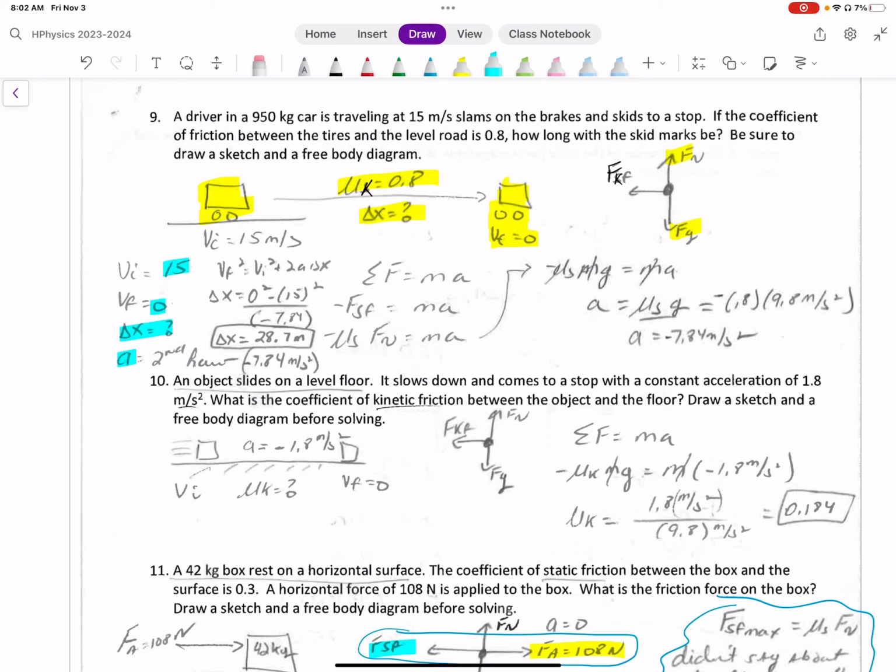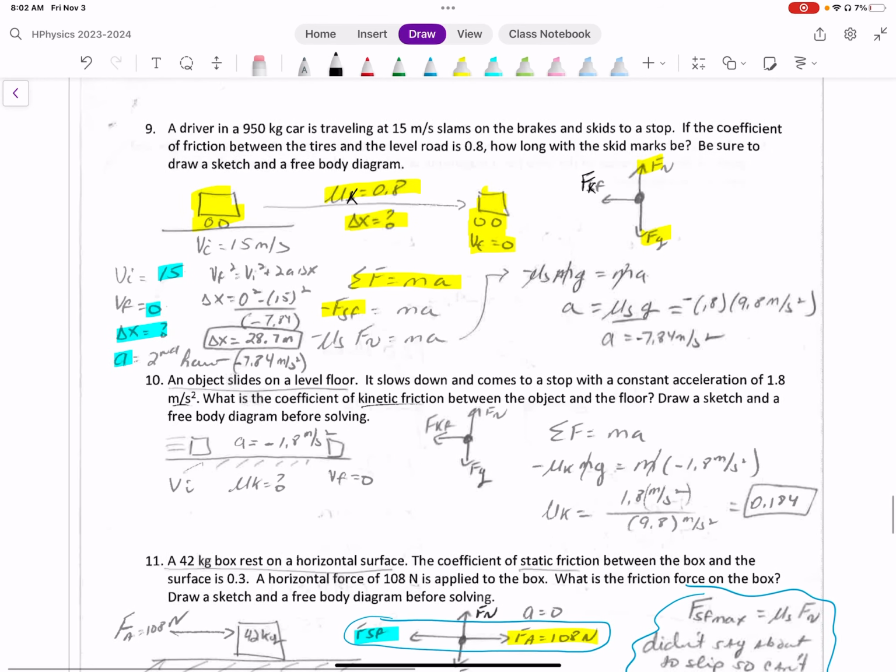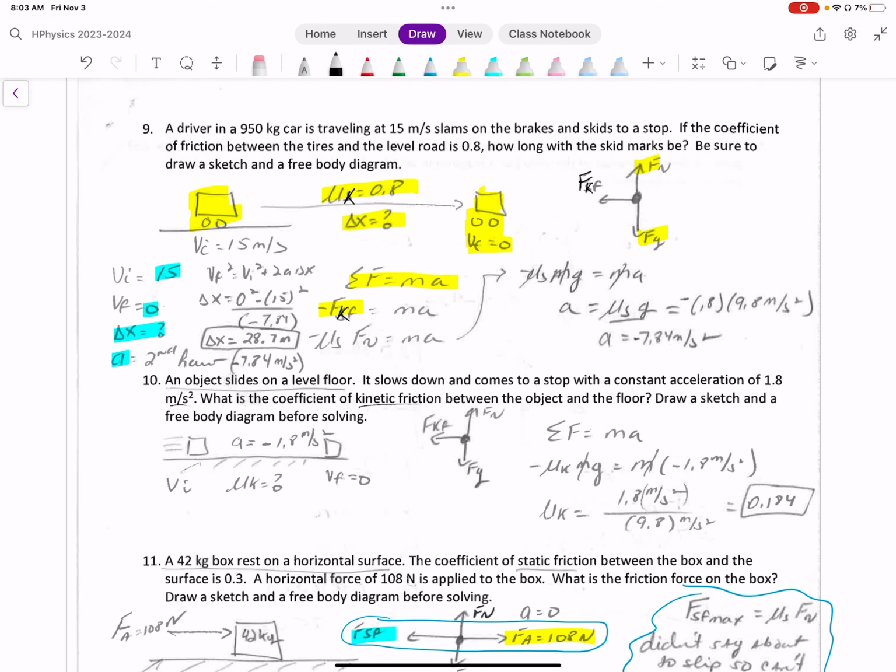Newton's second law says the sum of the forces is equal to mass times acceleration. I'm looking at the x direction. There's only one force in the x direction. It's the force of kinetic friction. That's a mistake: little k instead of little s. Kinetic friction is to the left, so it's negative. We have an equation for kinetic friction. It is mu k times force normal. That's on your equation sheet.